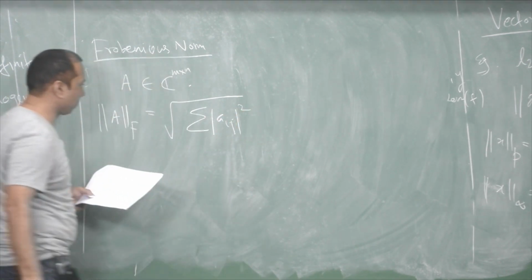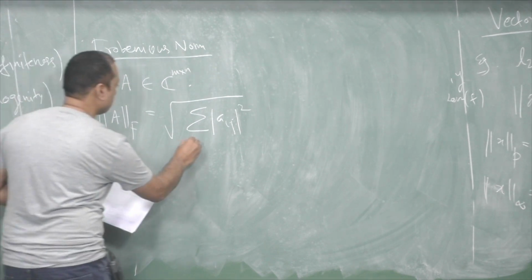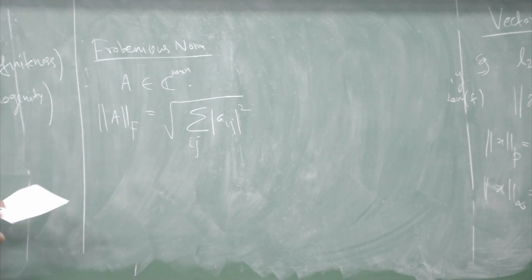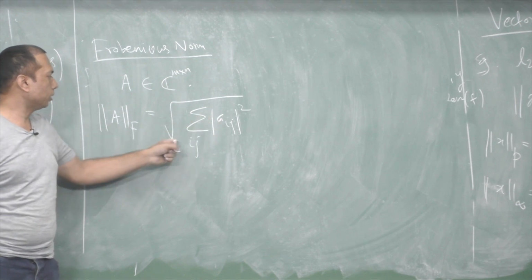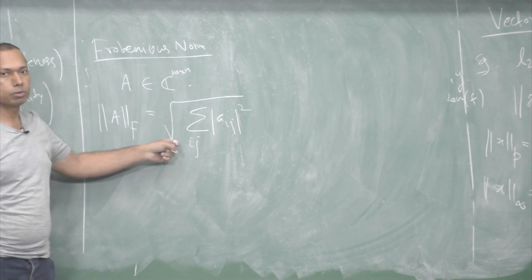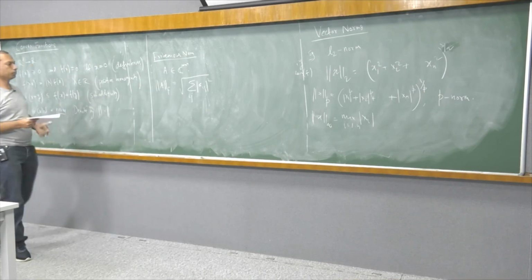Okay, I mean, the mod was not required, I guess, because there is already a square. So basically what I did is I took all the entries of the matrix and I squared them and took a square root. It's the same thing as saying make the matrix a vector and do the 2 norm, right?